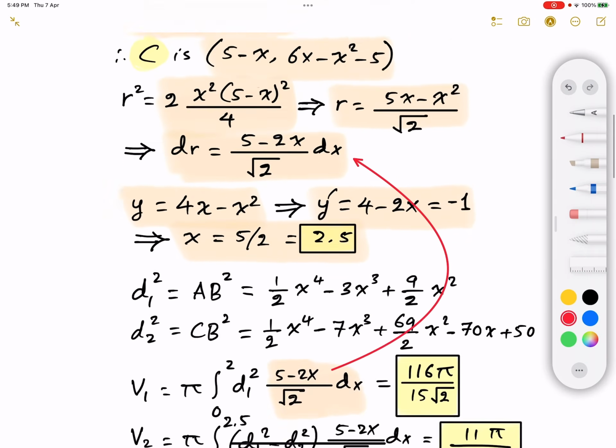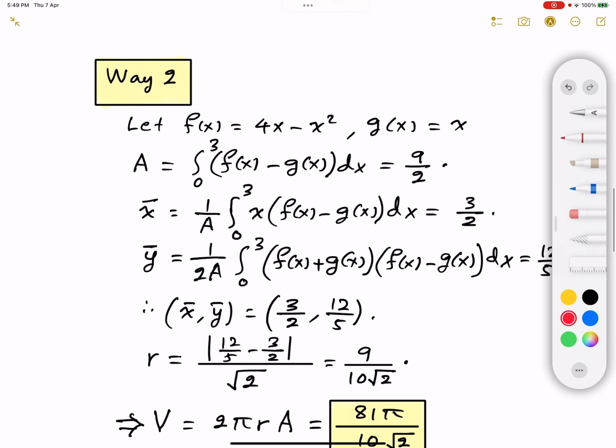So this is exactly what I did here in the second solution. I have two curves, the curve itself, which is 4x minus x squared here, and the axis of revolution, which is g of x equals x. I calculated the area that is bounded between the curve and the axis of revolution, and I found that to be equal to 9 by 2. And then I calculated the x-coordinate of the centroid, which is 1 by A, the integration from 0 to 3, x multiplied by f of x minus g of x dx, that would give me 3 by 2.